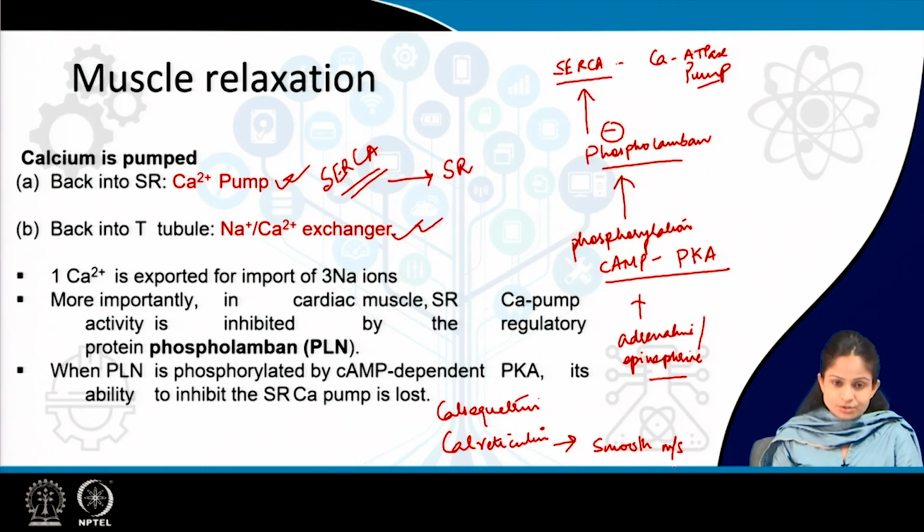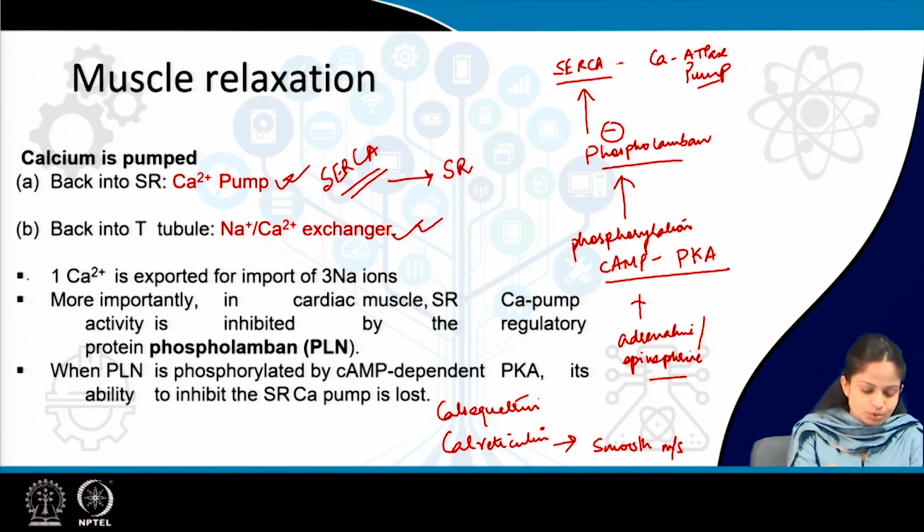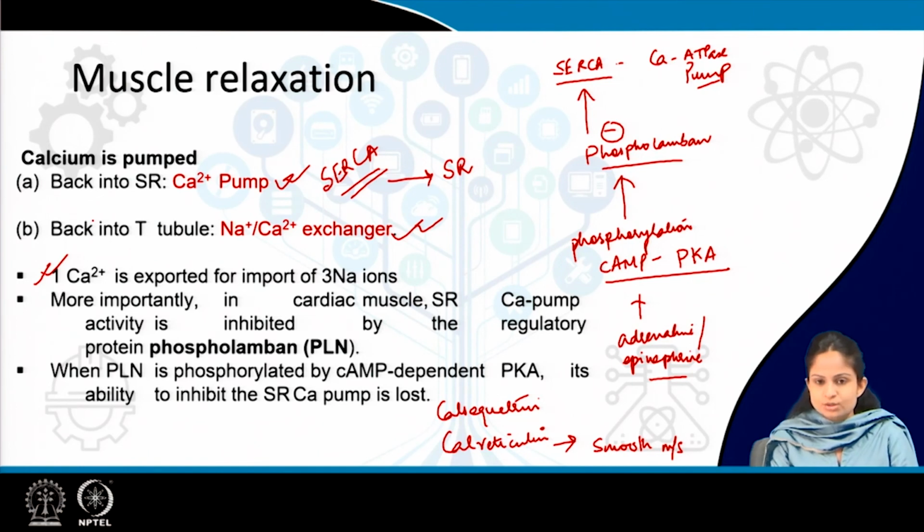Now, back into the T tubule also you need to throw out the calcium. That is usually done by the sodium calcium exchanger. In the sodium calcium exchanger, one calcium is exported for import of 3 sodium ions. 3 sodium ions will come inside and 1 calcium ion will be thrown out.